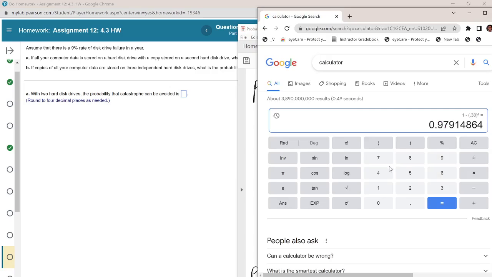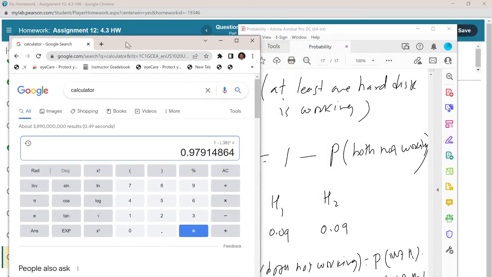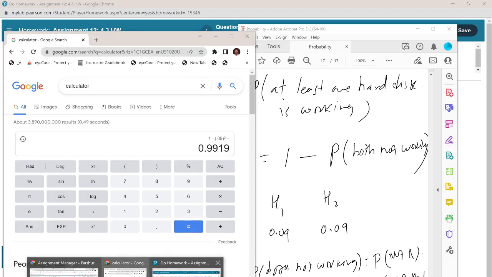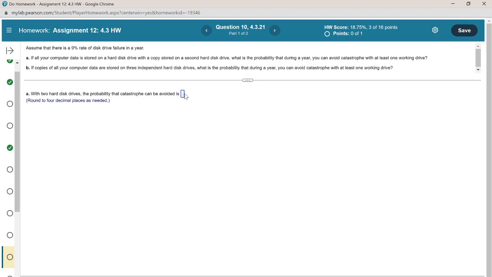So the answer is 1 minus, inside the parenthesis, 0.09 to the power 2. 0.09, so I used 0.9 before, so that was a mistake. Okay, 1 minus, inside the parenthesis, 0.09 and then squared. So this is the probability that at least one hard disk is working, 0.9919. So the probability that at least one hard disk is working is 0.9919.